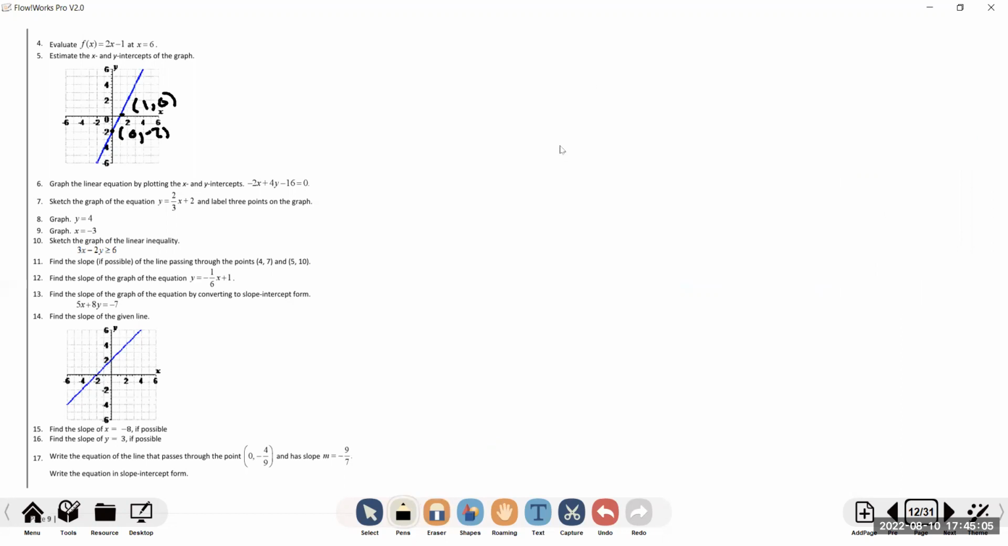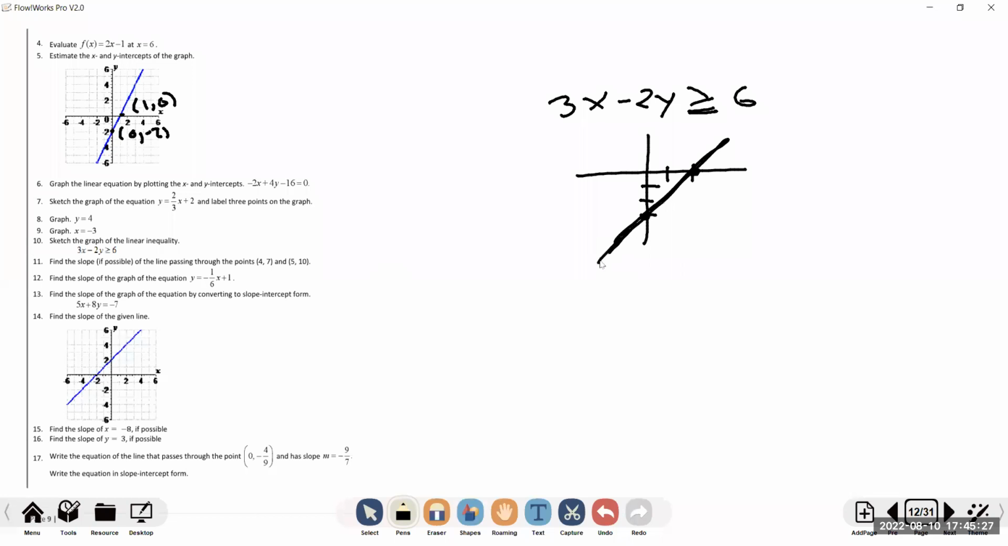Now we're going to sketch the graph of the linear inequality 3x minus 2y is greater than or equal to 6. To do that, I'm going to use the intercepts here. When x is 0, y would be -3. When y is 0, x would be 2. This is going to be a solid line because it says or equal to. So there's my boundary line.